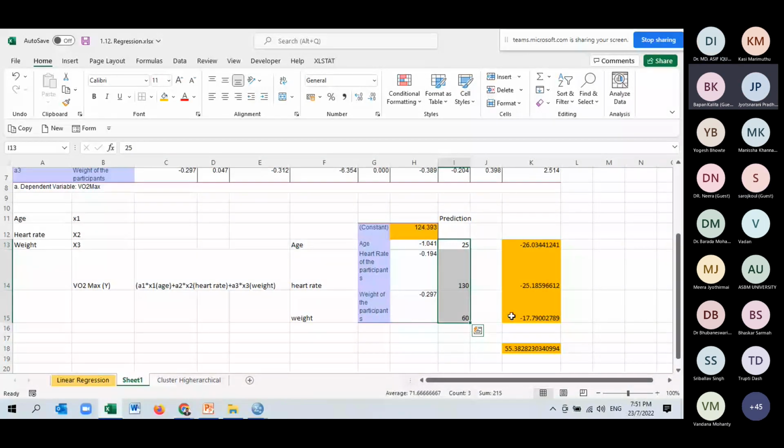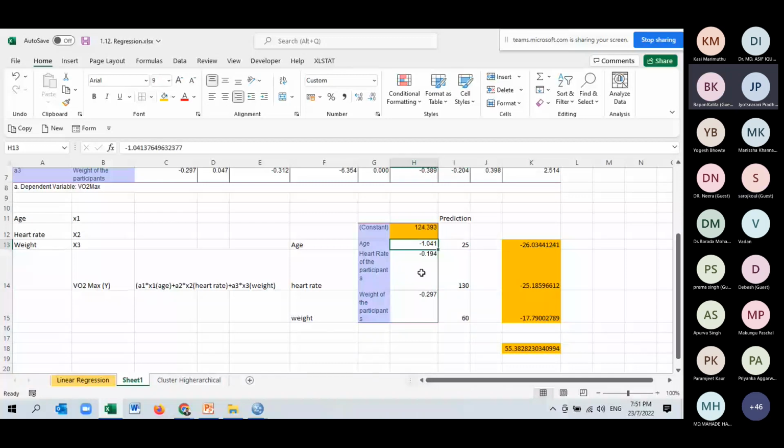Yes, that is what one unit of age increases means. I am telling you, when one unit of age increases, this much VO2 max decreases. When one unit of heart rate increases, this much unit of VO2 max reduces. When body weight increases by 1 kg, this much unit of VO2 max decreases. That is what the negative symbol on the unstandardized coefficient means. Agree?